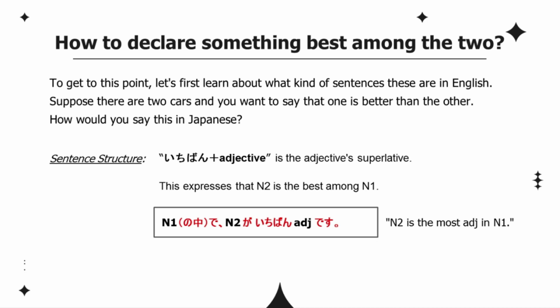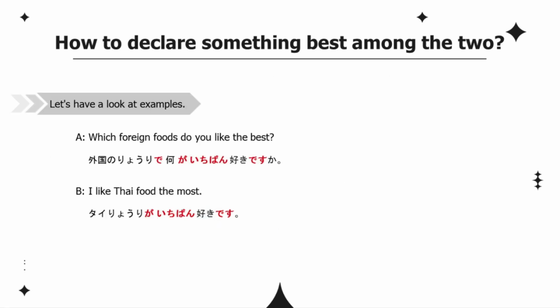Formation, ichiban plus adjective. Is the adjective superlative? This expresses that N2 is the best among N1. When you form a question, you use interrogative words such as nani, doko, dare, itsu, and so on. N1 no naka de, N2 ga ichiban, adjective desu. N2 is the most adjective in N1.